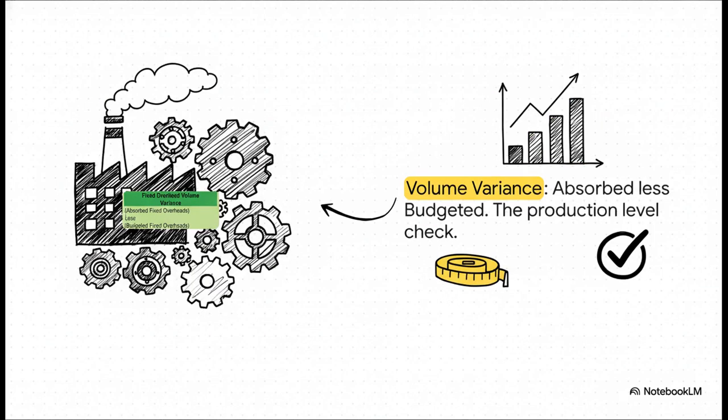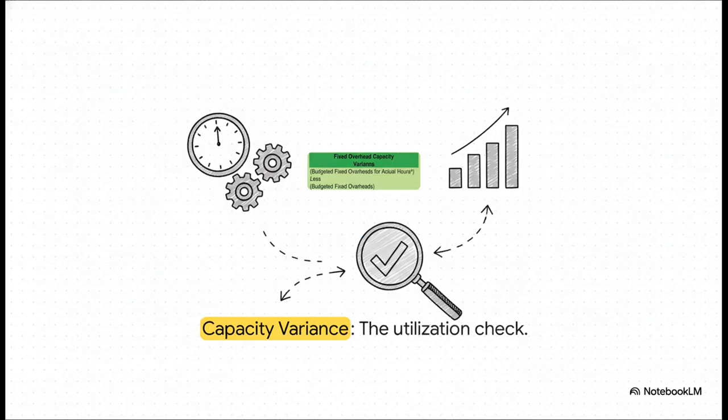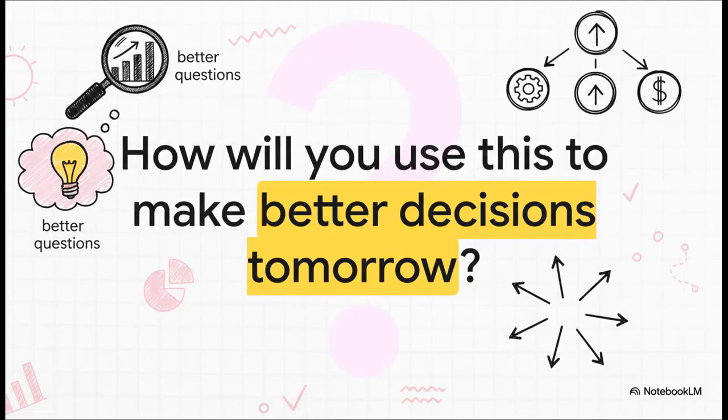Volume variance, the impact of producing more or less than planned. Efficiency variance. Were we faster or slower than the standard? And capacity variance. Did we use our factory as much as we planned to? And that's it. You now have the complete diagnostic toolkit for fixed overheads.